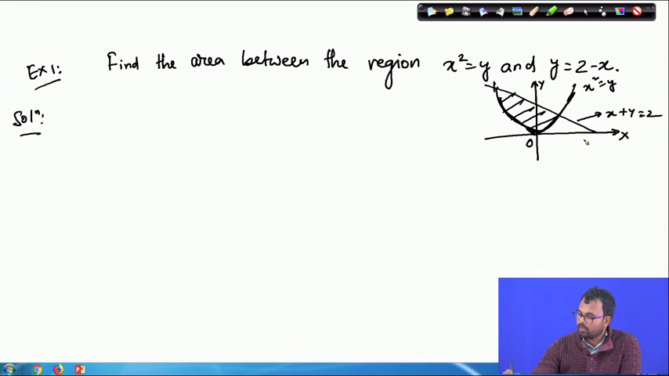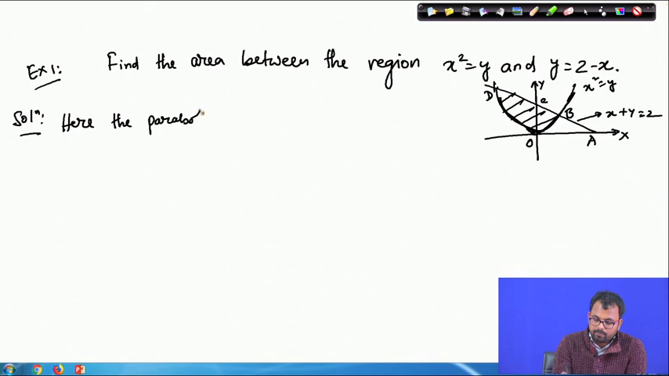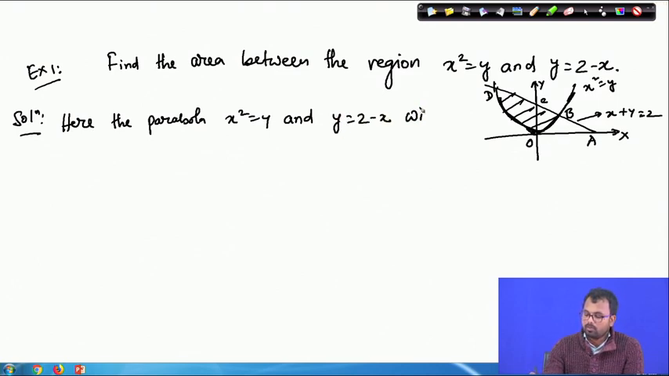Let's call this point O, then this is A, this is B, this is C, this is D. Now since the parabola and the straight line are intersecting, or the area is bounded between them, they must meet at some point. So in order to calculate that, the parabola x square equals y and y equals 2 minus x will meet at the following points.